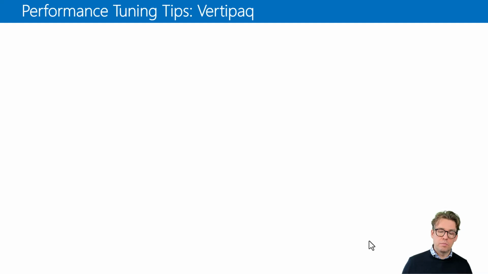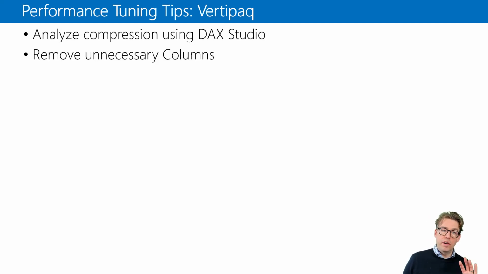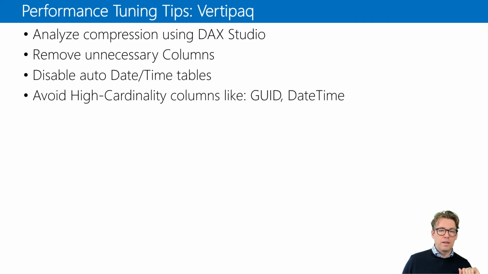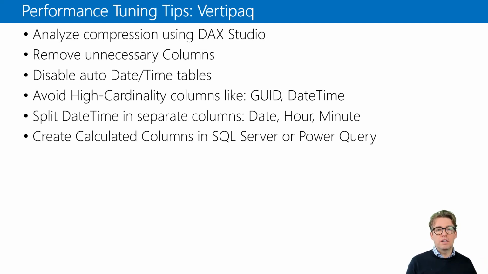Okay, so let's look at some performance tuning tips. You can see the compression with DAX Studio, that's good. Remove any unnecessary columns because they'll take up space, and that really slows down the VertiPaq engine. Disable all these out-of-date time tables that we showed before. If you have high cardinality columns like GUID or date and time, it's really difficult to compress these. So it's better to split the date and the time into separate columns, like date, hour, minute. And create calculated columns in SQL Server or Power Query, not in DAX, because then they will not be compressed.